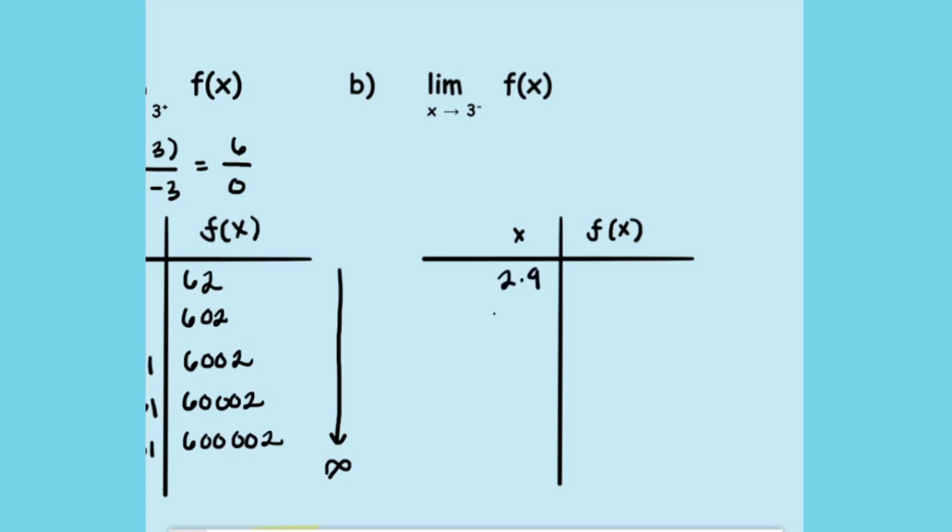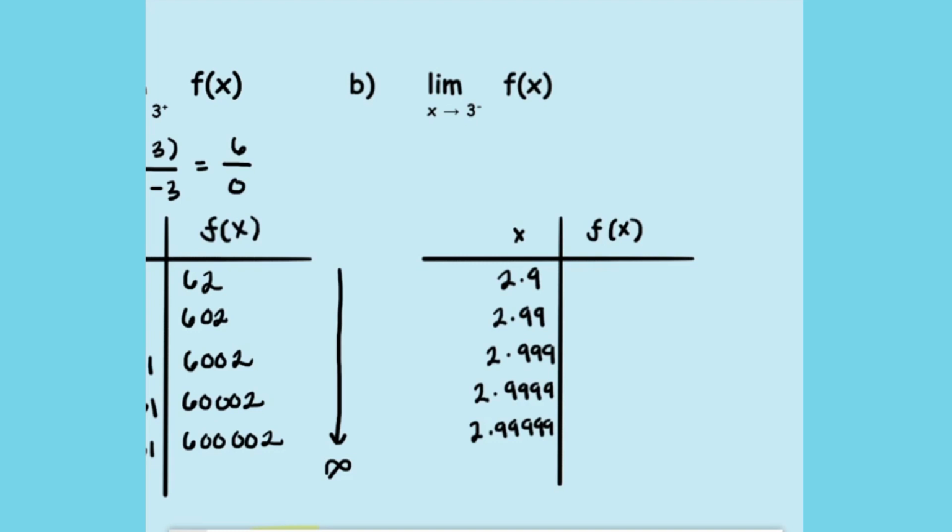I'm going to do 2.99, 2.999, 2.9999, and lastly 2.99999. Bunch of nines. And again, if you skip the number line, basically what we're doing is selecting values approaching 3 from the negative direction. So as you see, 2.9, 2.999, very close to 3, but not 3, because we don't want 3. We want numbers approaching 3 from the negative side.